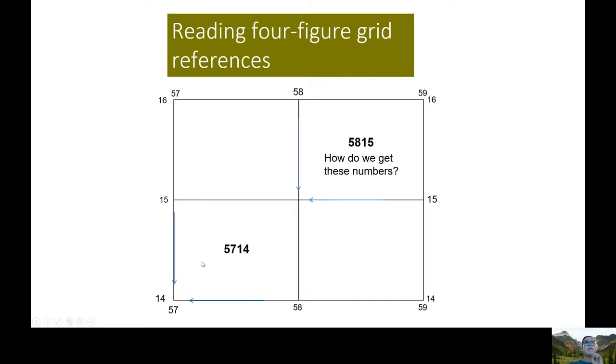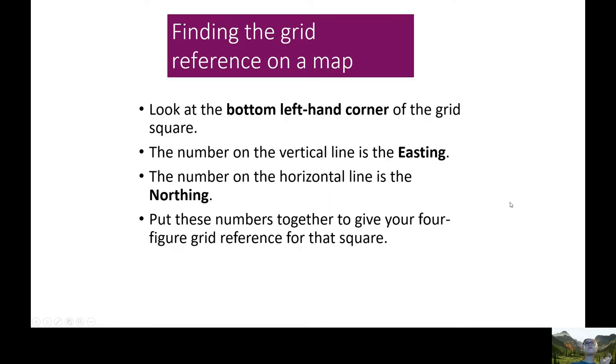For this square here, we would go to the bottom left corner and go down first. 57 are the first two coordinates and 14 are the second two. So we always do the bottom coordinates on the x-axis first, and then we do the coordinates on the y-axis.